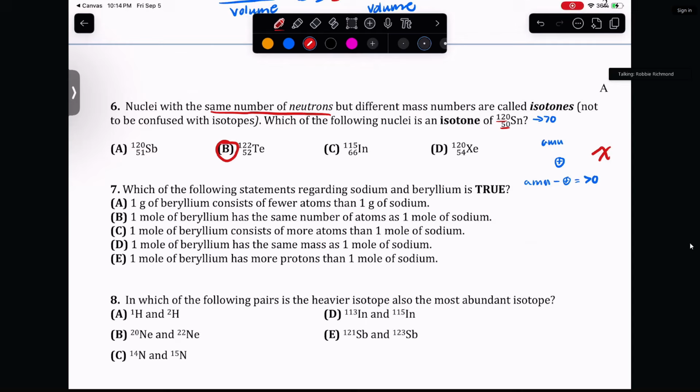IN, minus 66, 49, answer choice C, nope. 120 minus 54, 66, nope. Answer choice B is our correct answer.